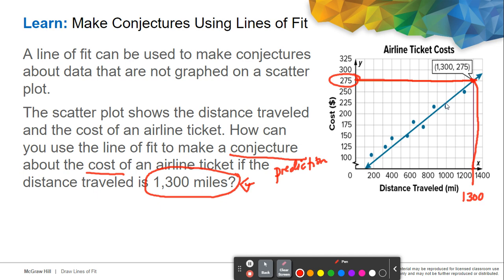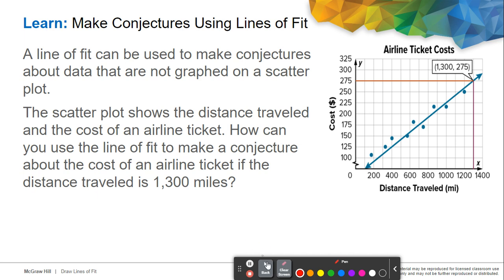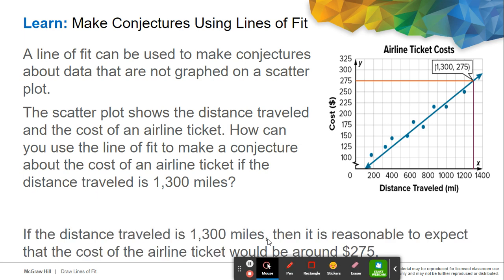For example, if you want to travel 1,000 miles, you will pay 225. If you travel, let's say, 700 miles, you will pay 175. We just have to learn how to interpret our graph. So for that example, if the distance traveled is 1,300, then the reasonable price to expect for the cost of the airline ticket will be around $275. That's not in our paper, but that is an example. For the next one, this will be on your paper.